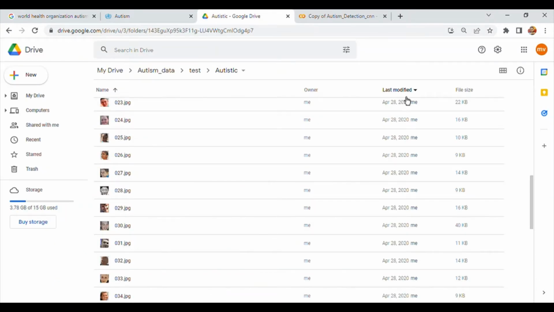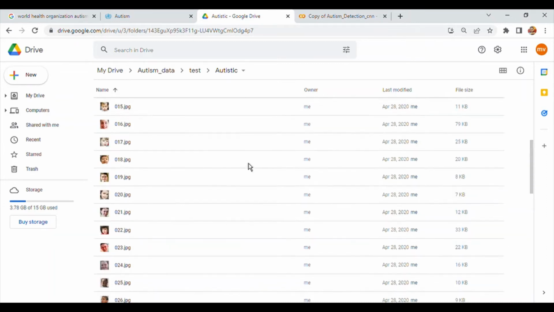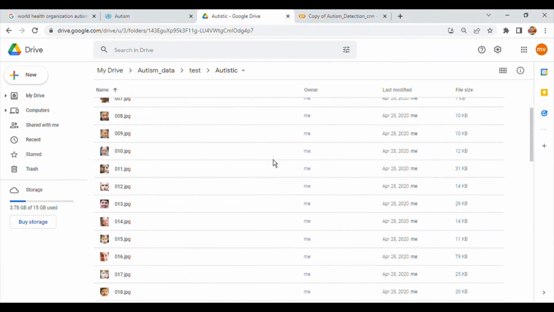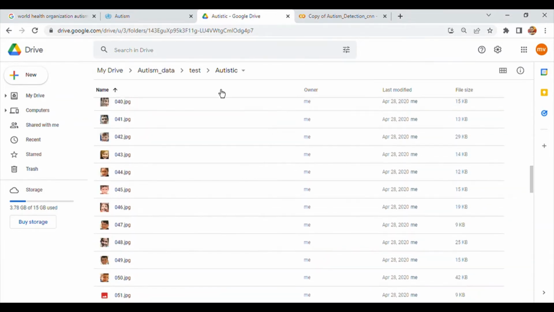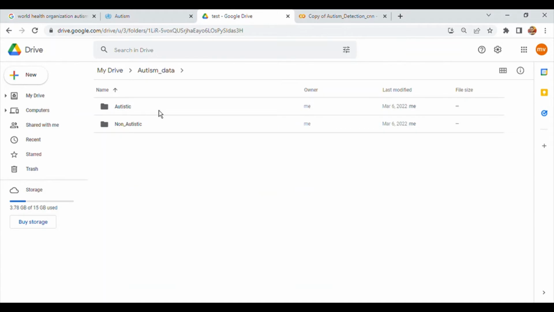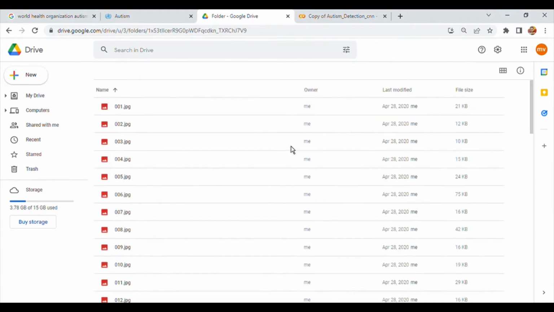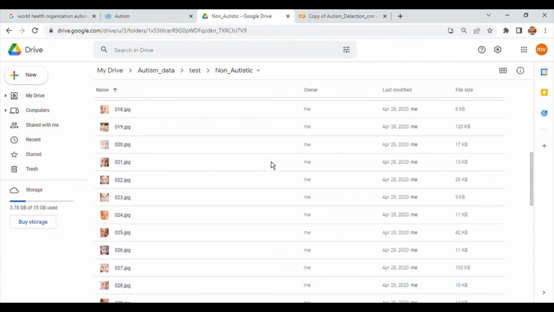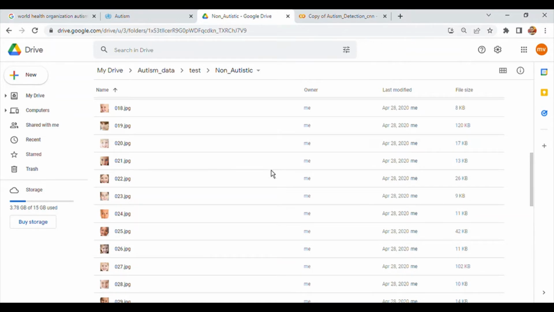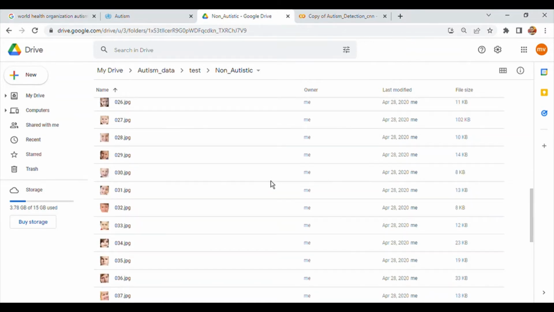The data for this project is collected from Kaggle. Kaggle has autism data which contains more than 2500 images. As you can see, there are more than 1300 images of autistic children, and in the same way there are more than 1300 images of non-autistic children. With the help of these images, we are trying to find whether the child is autistic or not.